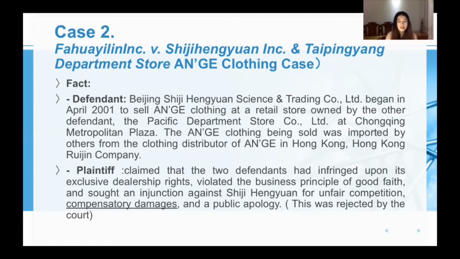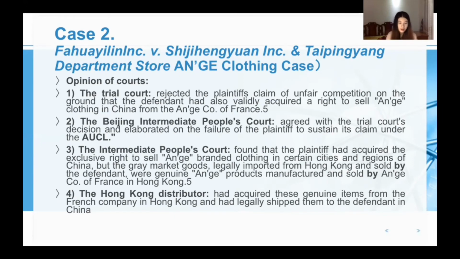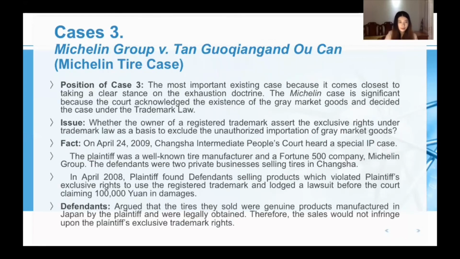The plaintiff in the case chose unfair competition rather than trademark infringement as a cause of action, thus avoiding the issue of parallel importation. In other words, even though the importation of grey market goods might not violate the AUCL because of the absence of consumer confusion, the court might hold that the importation violated the PRC trademark law based on the exclusive rights to the trademark, which were not exhausted by a first sale abroad. Unfortunately, the court did not have an opportunity to rule directly on the exhaustion claim because the plaintiff could not assert a claim under the trademark law and instead relied on the AUCL.